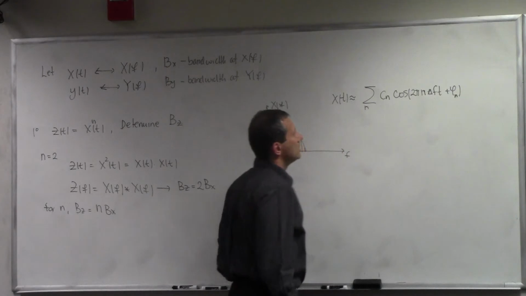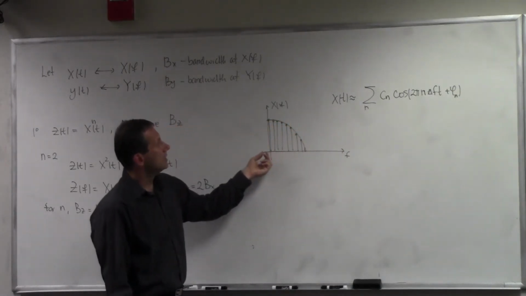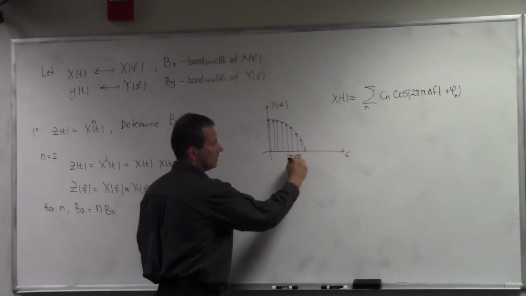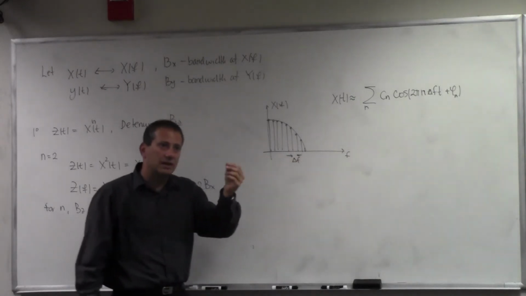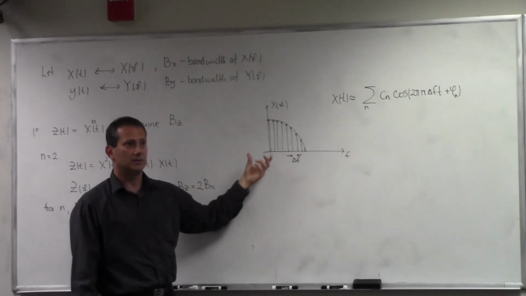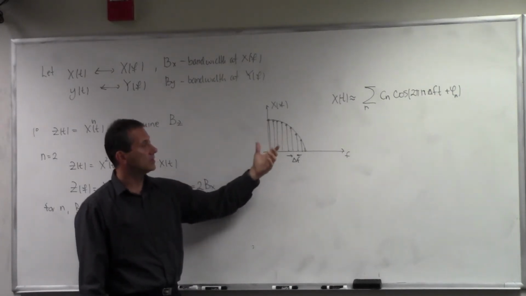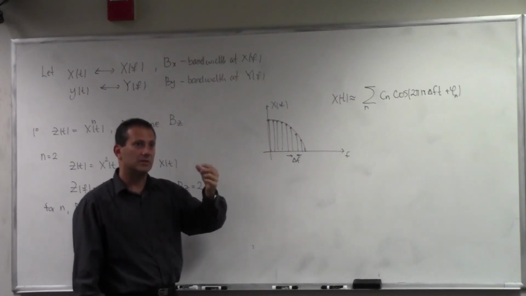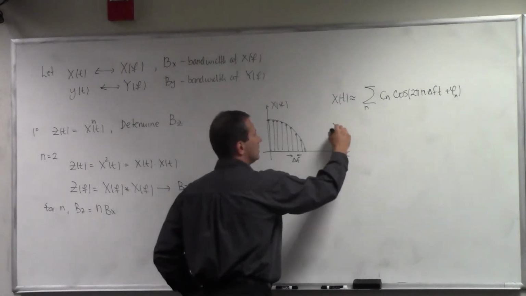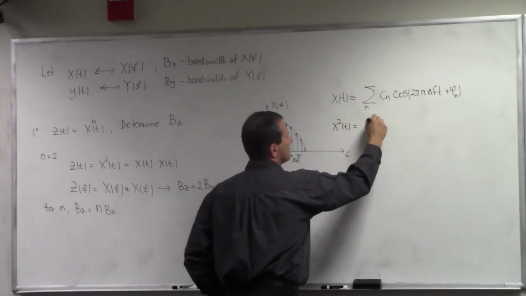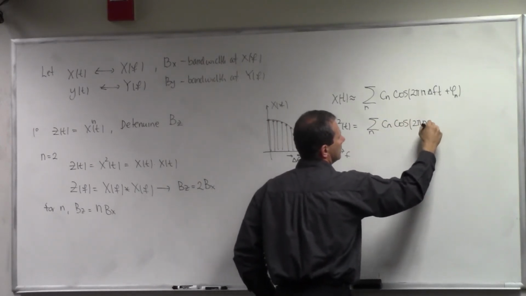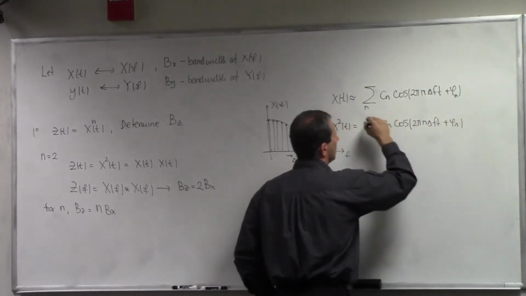What is it that I'm saying? I can build this signal as a whole bunch of sinusoids that are separated by delta f in the frequency domain. And as this delta f becomes smaller and smaller, my building of this x of t is better and better. Ultimately, as delta f becomes infinitesimally small, I actually get my inverse Fourier transform. Now, if you take x squared of t, you end up squaring all of this: Cn cosine 2 pi n delta f t plus phi n, and then the whole thing squared.